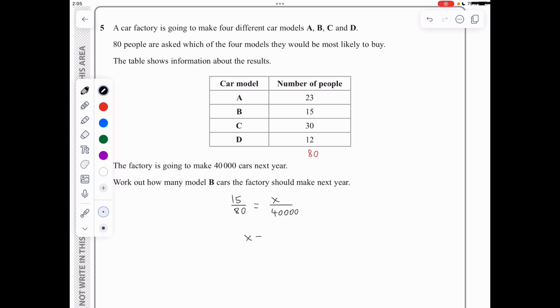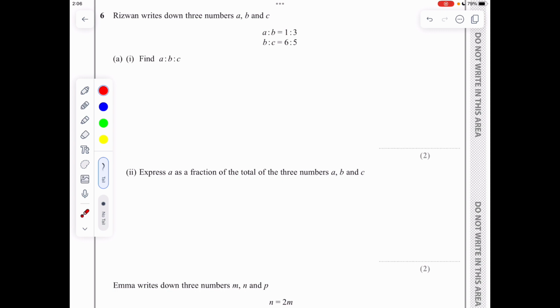This means that x is 15 times 40,000 over 80. And we start by noting that the 0 with the 0 cancel out. And then the 8 goes 5 times into 40. So 15 times 5 is 75, and the 2 zeros, so that makes 7,500 cars. In 6, we've got 3 numbers, A, B, and C, and we know the ratio of A to B is 1 to 3, and the ratio of B to C is 6 to 5.